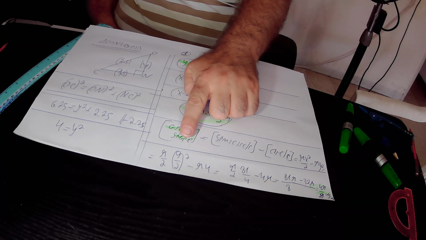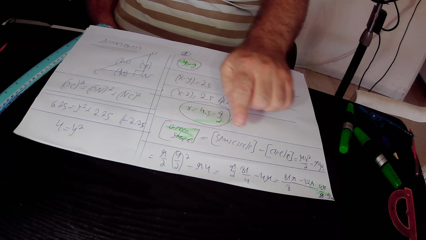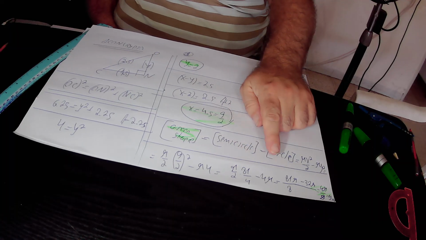We open the brackets here, and we find that this expression in total equals pi over 2 times 9 over 2 squared. 9 over 2 squared is 9 squared, that is 81, over 2 squared, that is 4. So in total this expression equals 81 pi over 2 times 4, minus 4 pi.